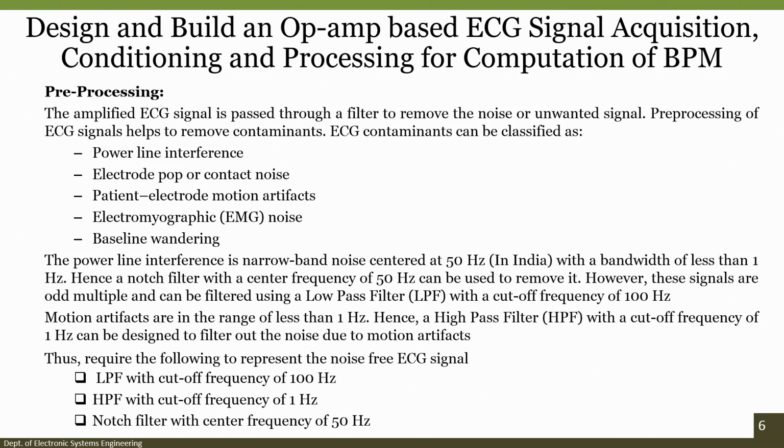What actually are the contaminants in ECG signals? The contaminants in ECG signals are electrode pop or contact noise. We also have baseline wandering. We have EMG noise, which is also called electromyograph, and then we have patient electrode motion artifacts, because if you connect the electrodes and the patient is moving, then there is a motion artifact. We have to take care of that.